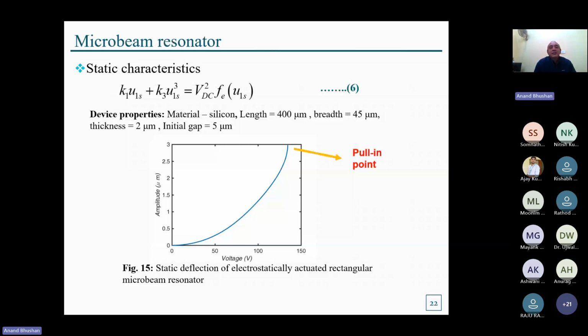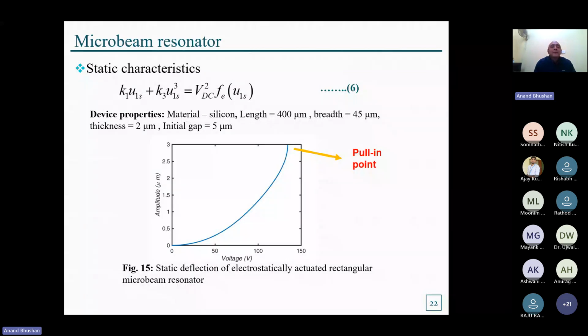So it is a dimensional figure. Here we can see that when we apply the voltage, the midpoint gets deflected, similar to the parallel plate actuator. And again, we will get a pull-in point as an instability, similar to the parallel plate actuator.